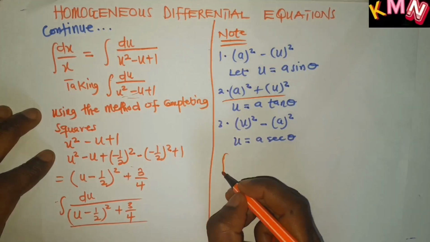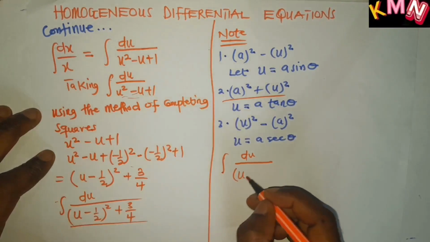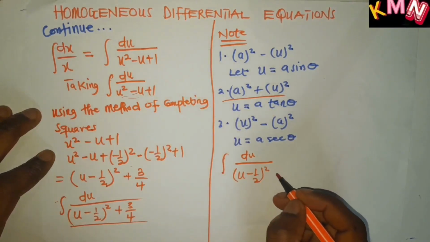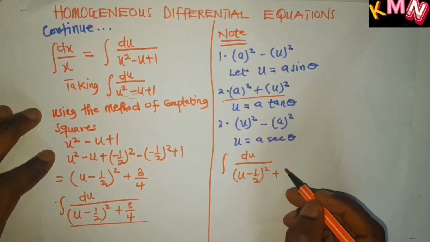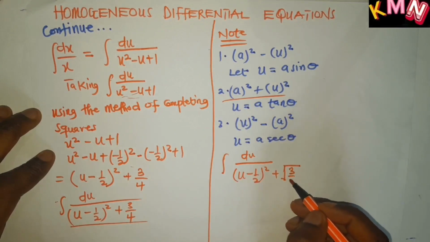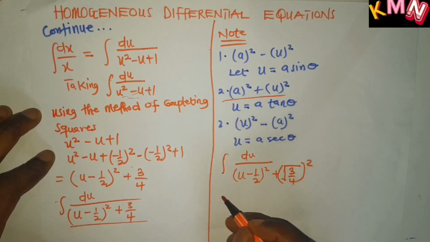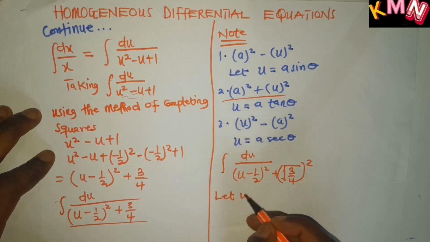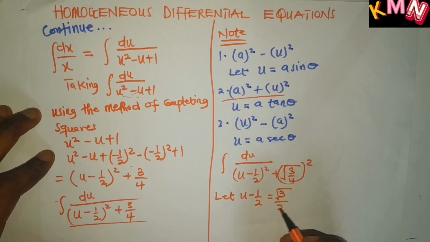It means we are going to get the integral of du on (u minus half) squared plus... So let's convert this one to the squared form. And you simply know that we are going to apply square roots: root 3 on 4, all squared. So now we can say that let u minus half, all of that, equal the constant root 3 on 2 tan theta.